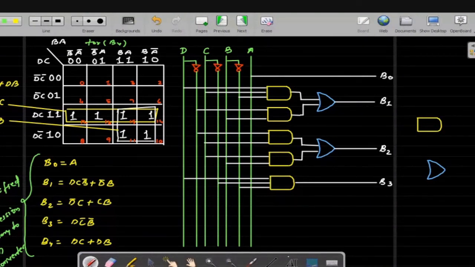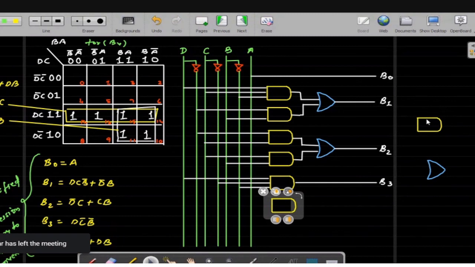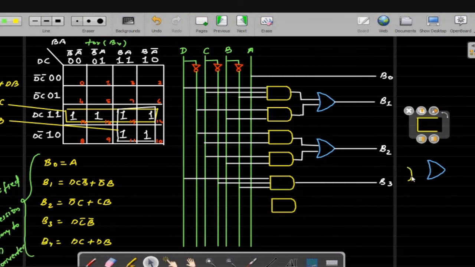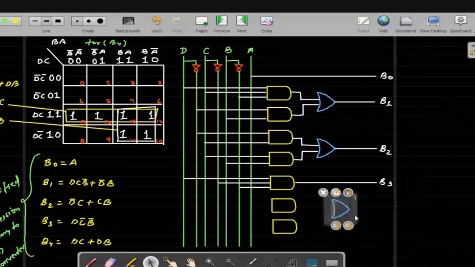Yes, sir. So let's implement finally this B4. So again, to implement B4, how many AND gates are required? Two AND gates. So I'll take it from here. And one OR gate. Yes. So this is the second AND gate and one OR gate, which I'll take from here.